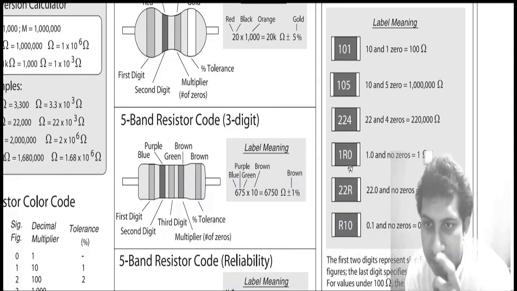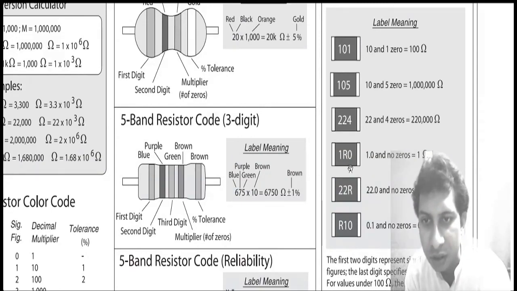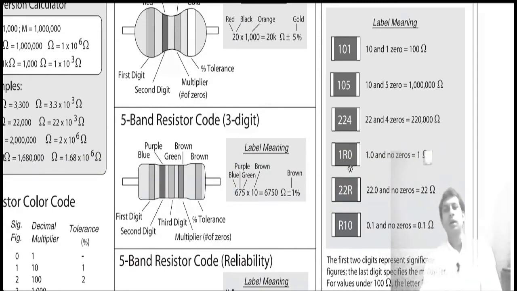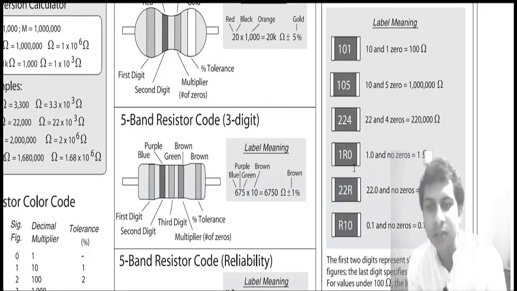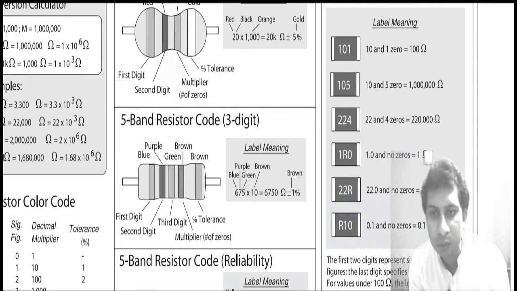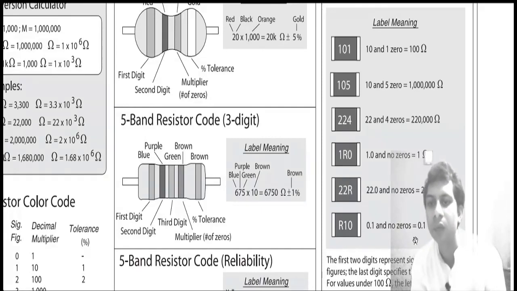And if there is an R written in the middle, at the first place or at the last place of these three digits, then wherever this R is written, it represents a decimal point. That means 1R0 is 1.0, that means 1 ohm. 22R means 22 ohm, 22.0, right? If it is R10, that means 0.10 ohm, and 0.1 ohm is the value of the resistance.